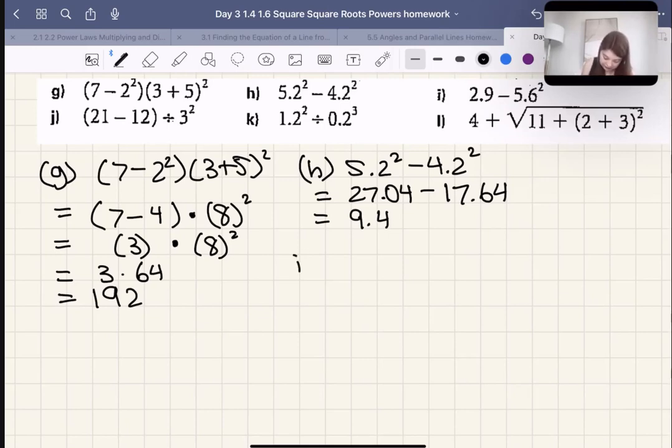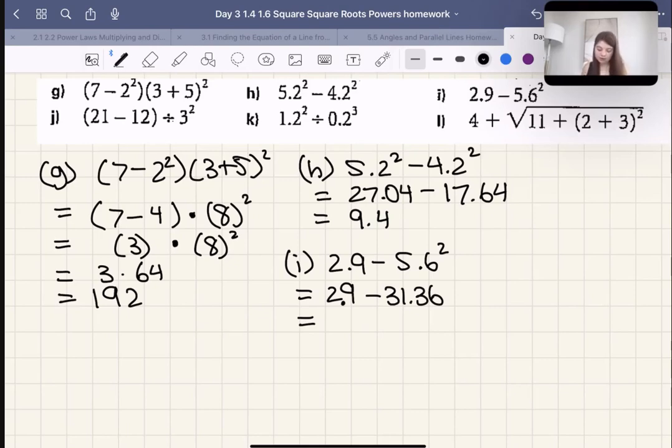Okay, I is similar, but I'm going to go through it anyway. I is 2.9 minus 5.6 squared. So are there any brackets? No. Are there any exponents? Yes, we have 5.6 squared. So that's going to be 31.36, which is good. Is there any multiplication or division?